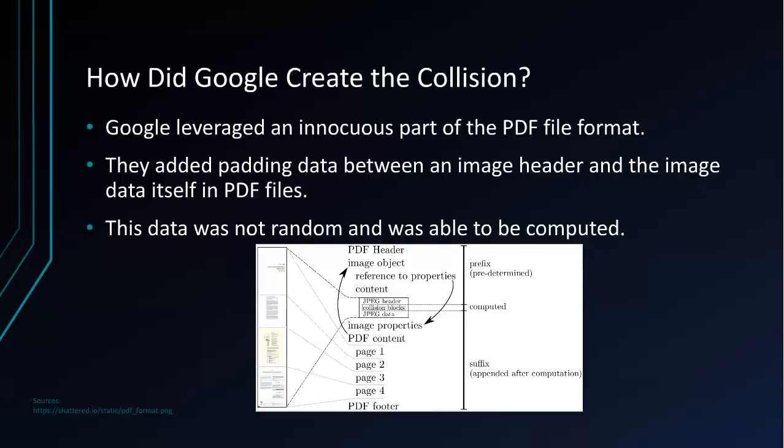So how did Google create this collision? Google leveraged part of the PDF file format where images were added into a PDF file. There's a header, and then there's the actual image data file. They were able to pad the image header file with pre-computed data in order to generate the sum that they wanted.